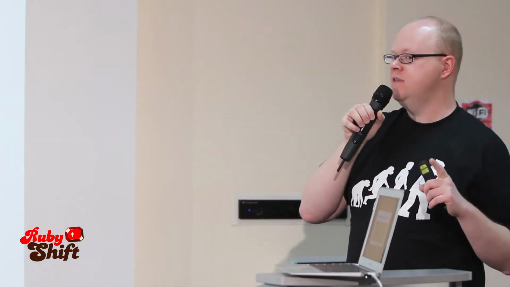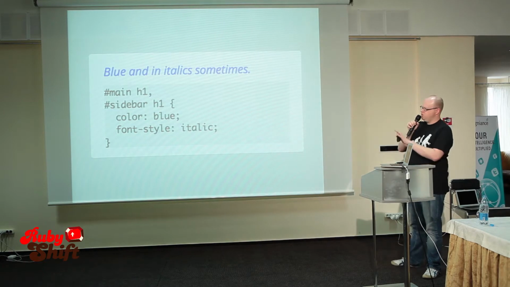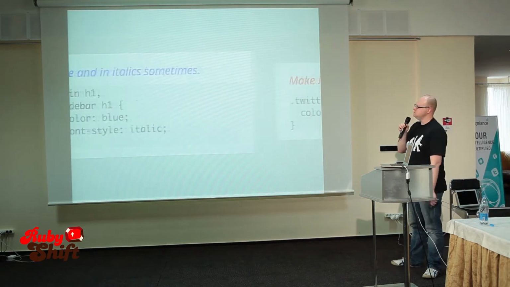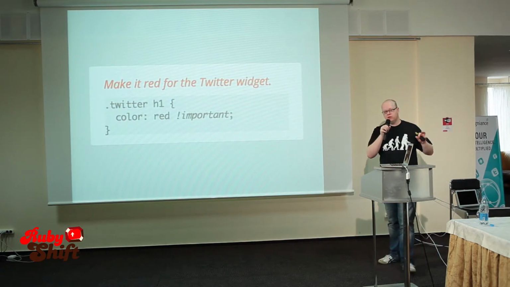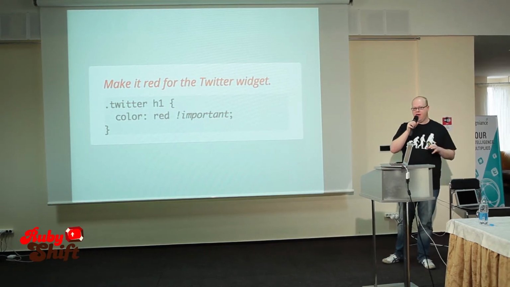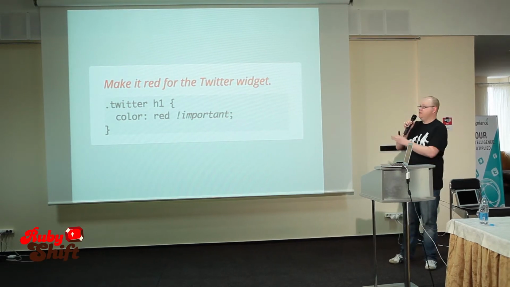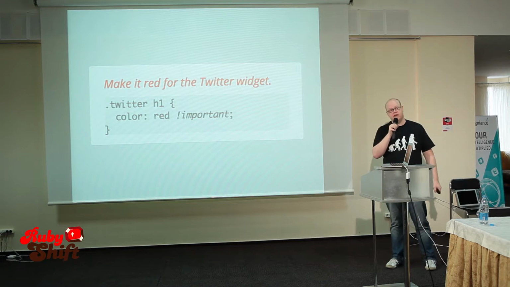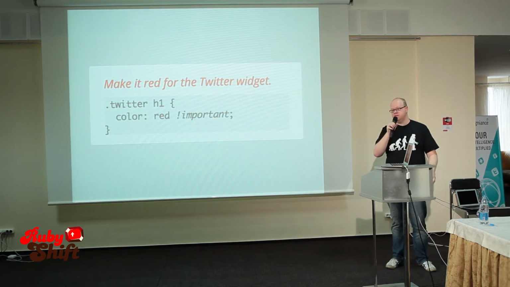Oh wait, sometimes it needs to be blue and in italics. So you say, well, when it's inside the main or sidebar containers, or elements with those IDs, then you just change that font style a little. Oh wait, for the Twitter widget, it needs to be red. So you just add a class name up front, and you need the bang important there, because otherwise it won't work because of CSS specificity.